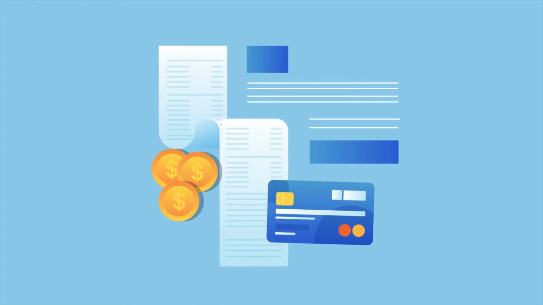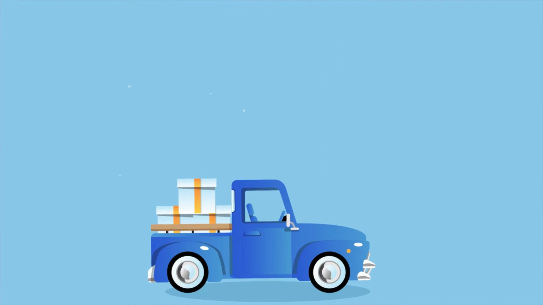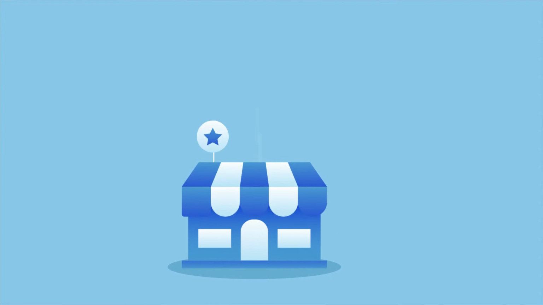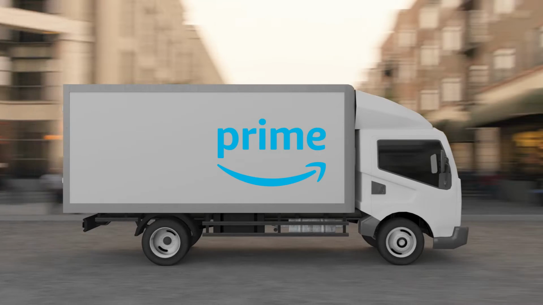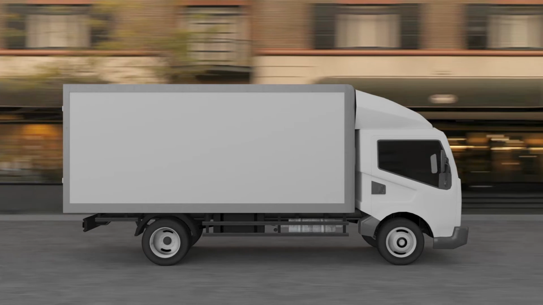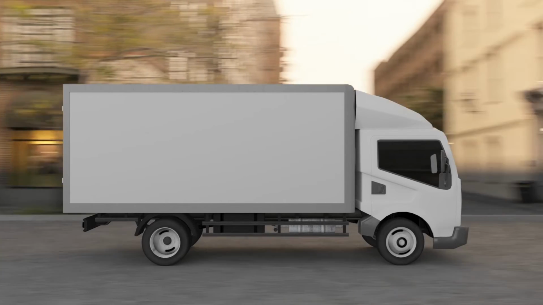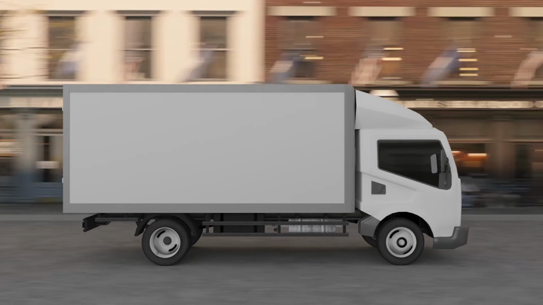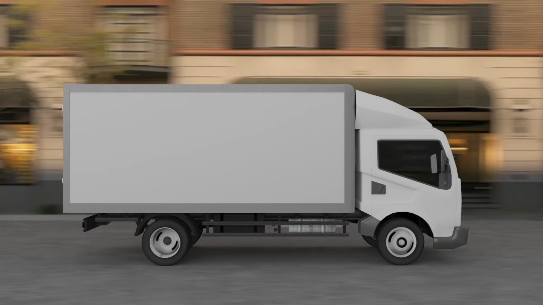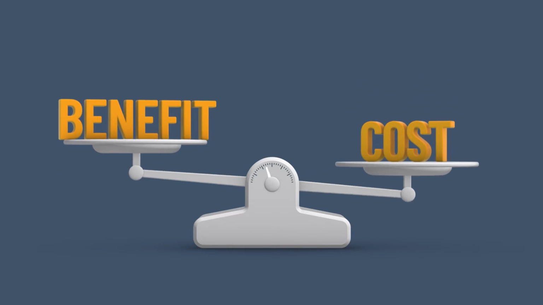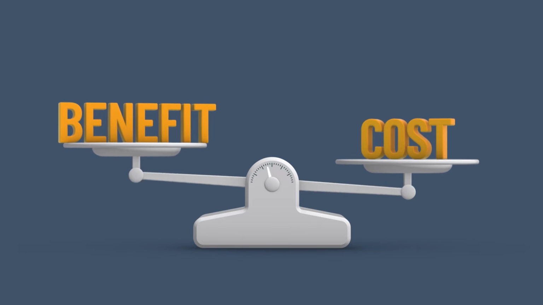FBA Small and Light helps reduce the cost of fulfilling orders for small and lightweight FBA inventory priced $10 or less. Products enrolled in the program are eligible for free shipping to Prime customers and standard shipping for non-Prime customers. If you are currently fulfilling orders yourself, signing up for FBA Small and Light can help reduce your operating costs.